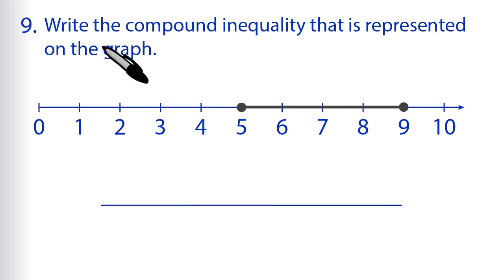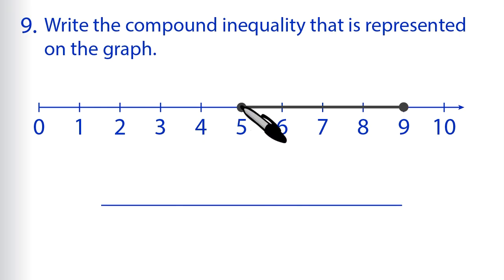For problem 9, we're supposed to write the compound inequality that's represented on the graph. And we're given this number line here, goes from 0 to 10. And on this graph, we have a dot on 5 and a dot on 9 and a line between them. And both of them are filled in dots. So that means it's going to be the greater than or equal to or less than or equal to.